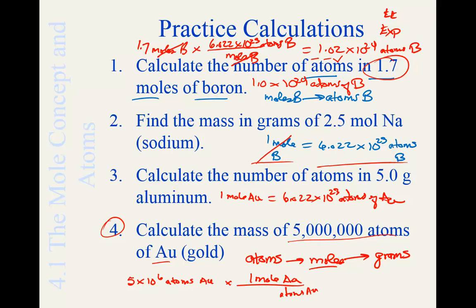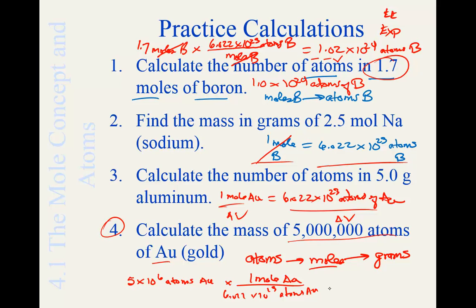So in 1 mole of gold, there is Avogadro's number, 6.022 times 10 to the 23rd. All I've done is taken both sides of this equality and divided by Avogadro's number. I'll just say AV. I want to write that all out.